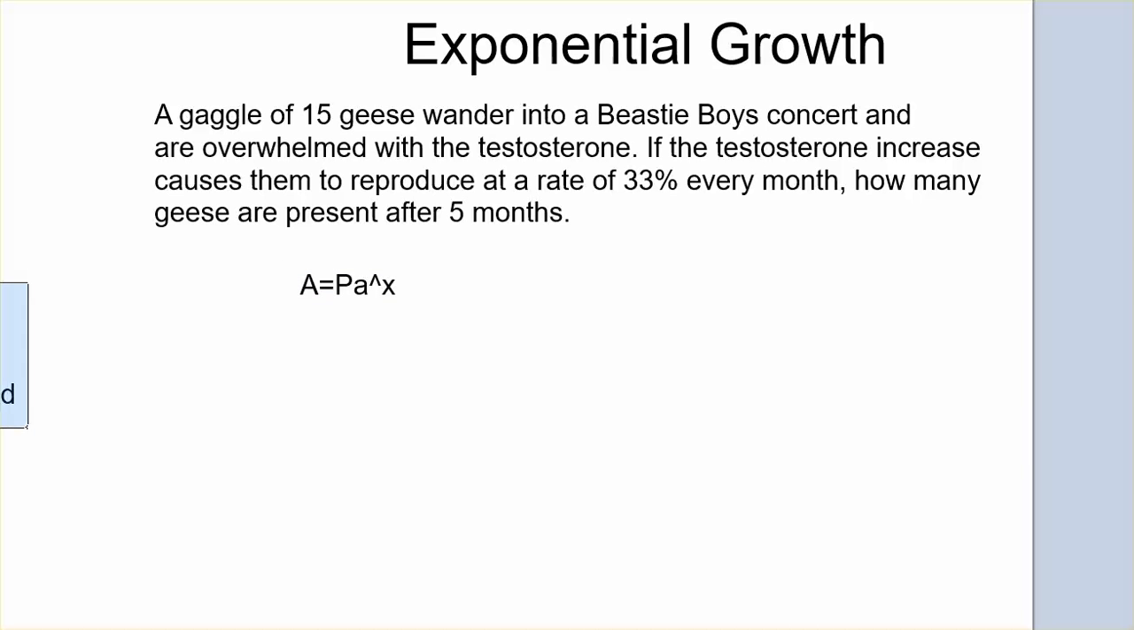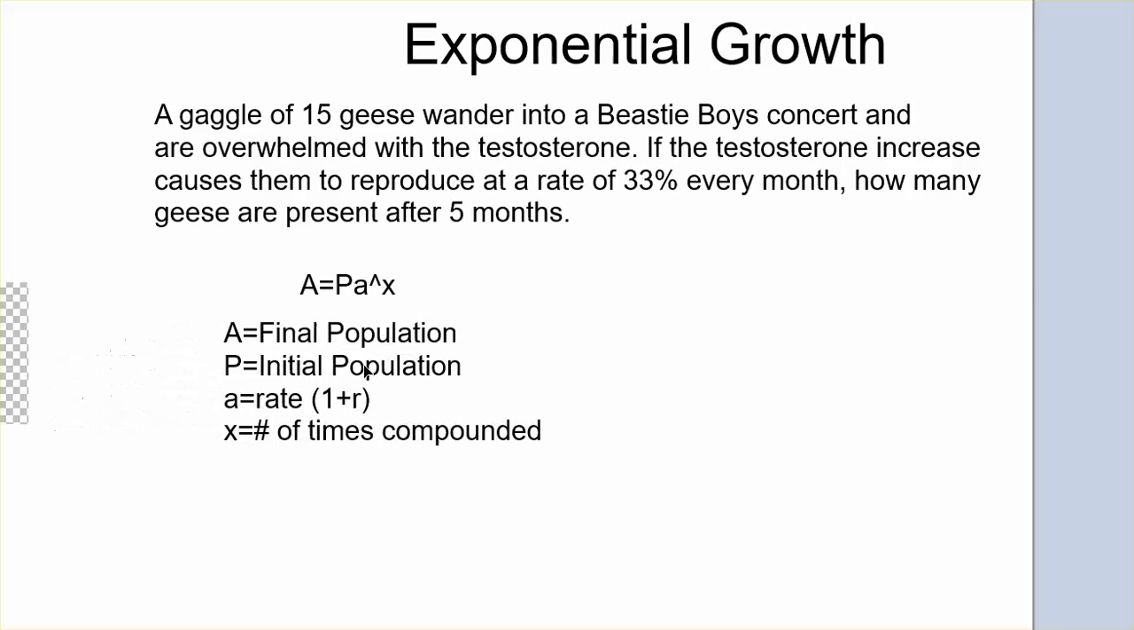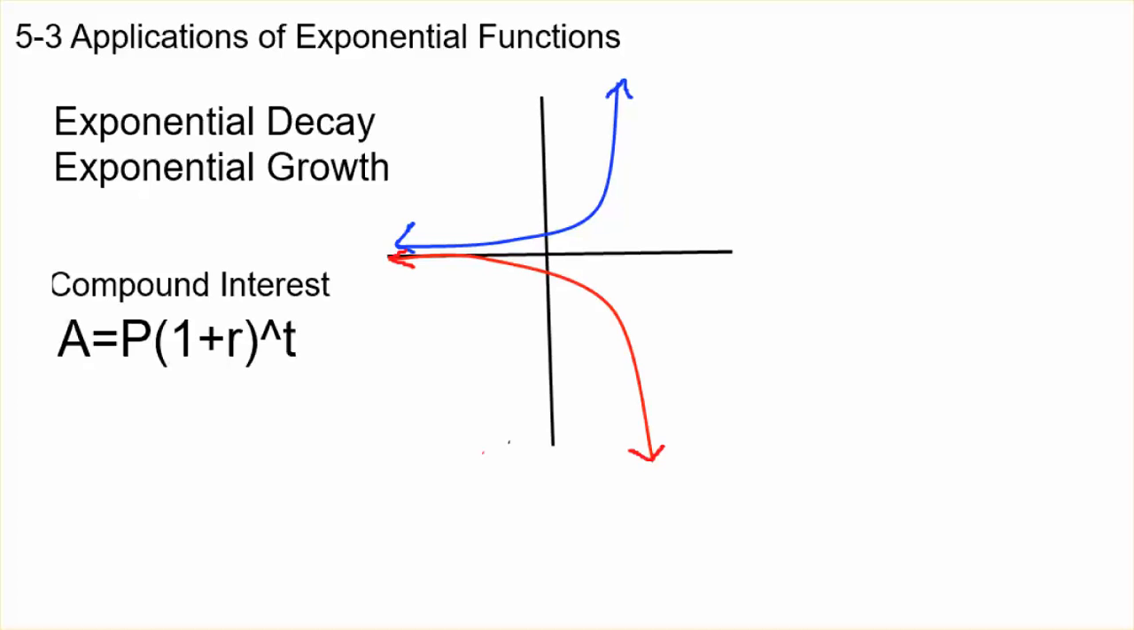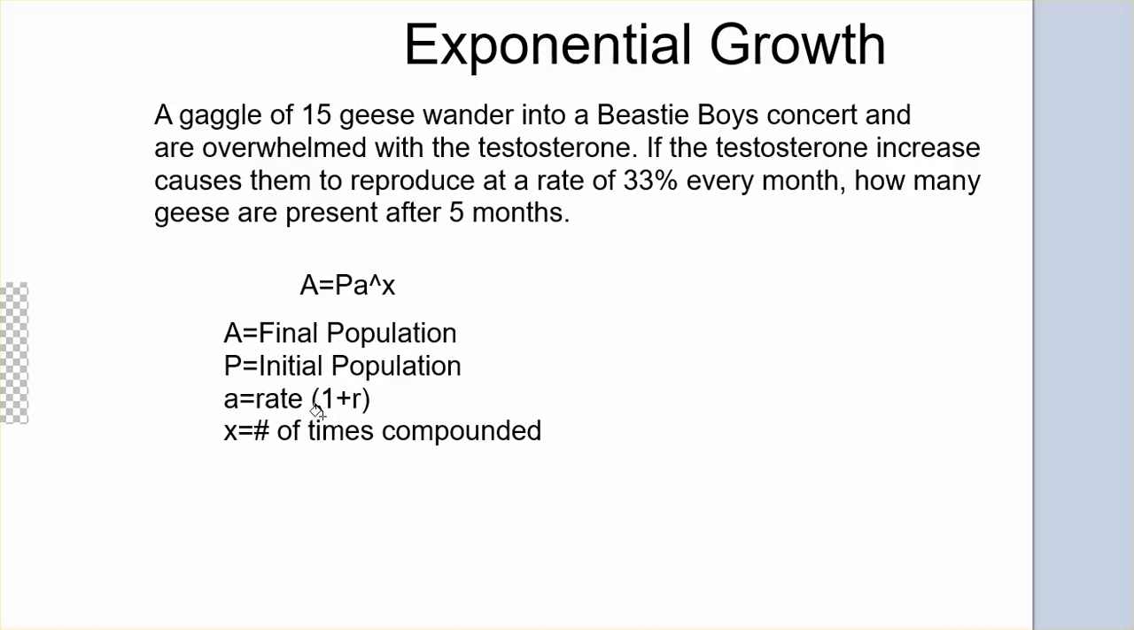x power. So what does this formula mean? A stands for the final population, P is the initial population, and x is the rate, which, if we go back to this compound interest, is actually 1 plus the actual rate, and then the exponent is the number of times it's compounded. So let's plug this into the problem.